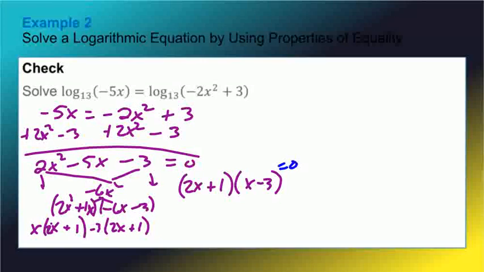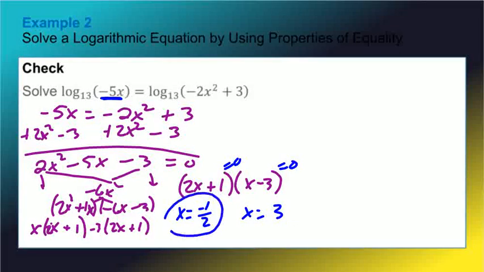Make each of them equal to 0. This one would be x equaling negative 1/2. This would be x equaling a positive 3. Now if I plug that back in, you'll notice this side has a negative number. So that means my x has to be negative, and the only one that has a negative x would be x equaling negative 1/2. The reason why this has to be negative is because a negative times a negative gives you a positive, and I can find a positive value there.